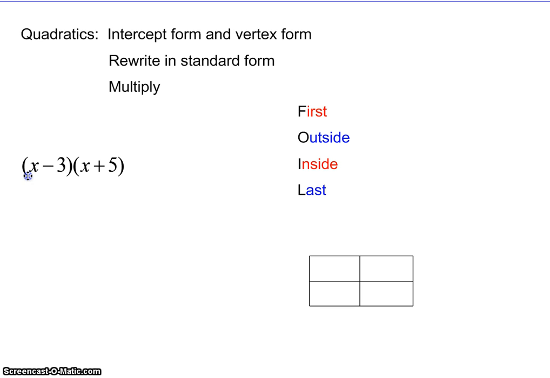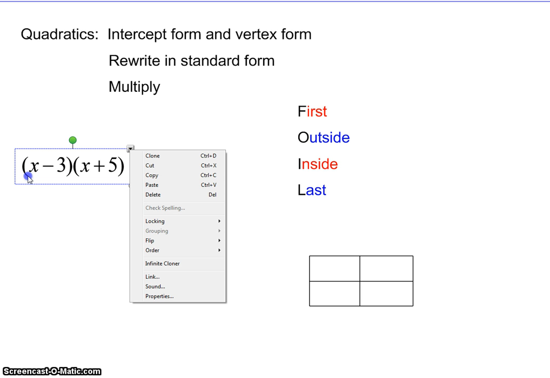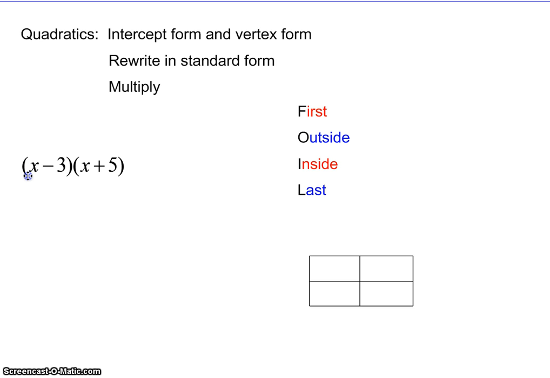Okay. Now, some of us may recognize the idea of FOIL. And again, what FOIL stands for is that I'm supposed to take my first term times my first term. So I'm taking my x times x. And like I said, there's where I'm getting my quadratic. The O stands for the outsides again. So I'm going to take x times 5. And that'll get me to my 5x.